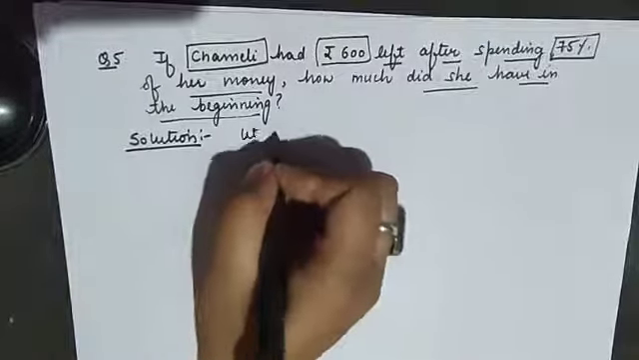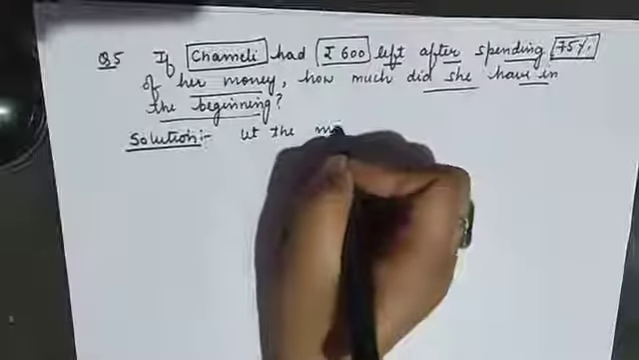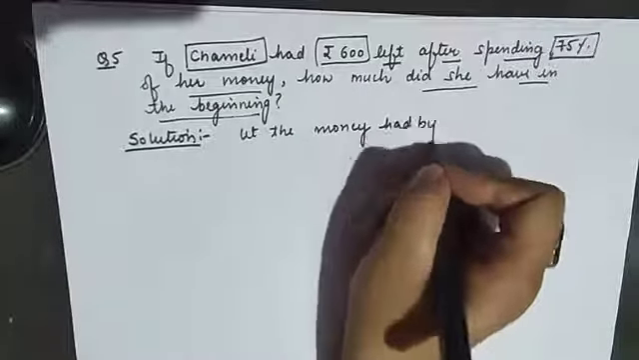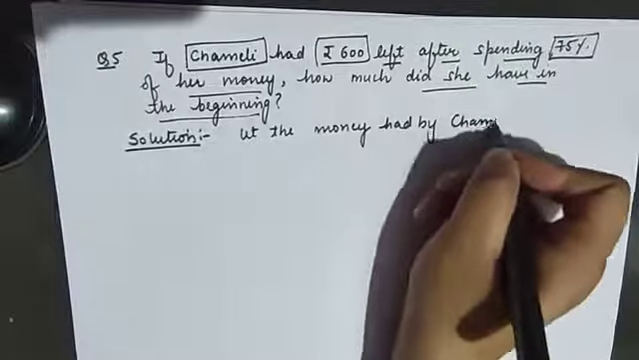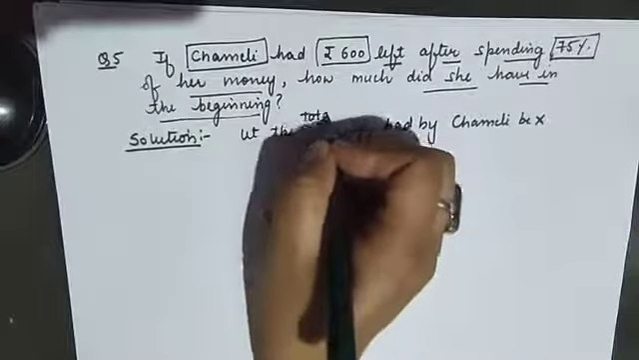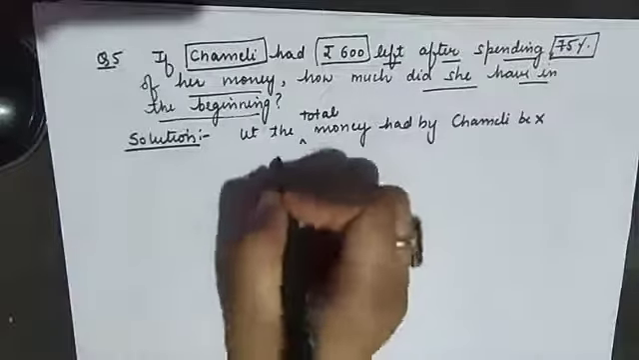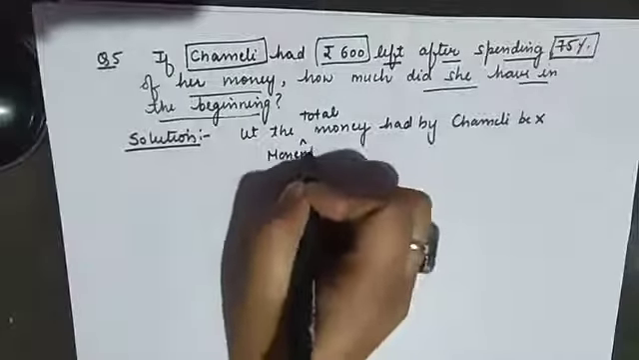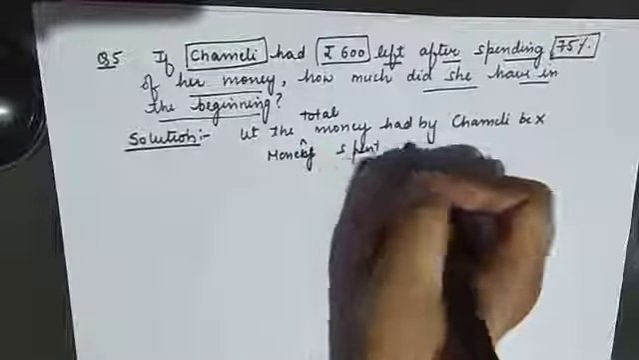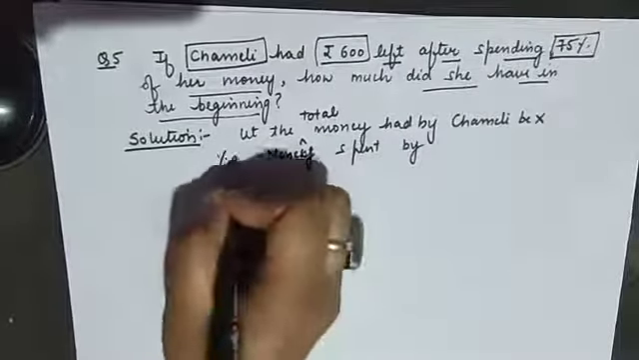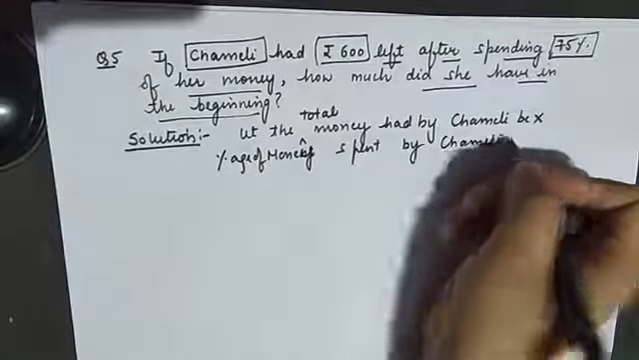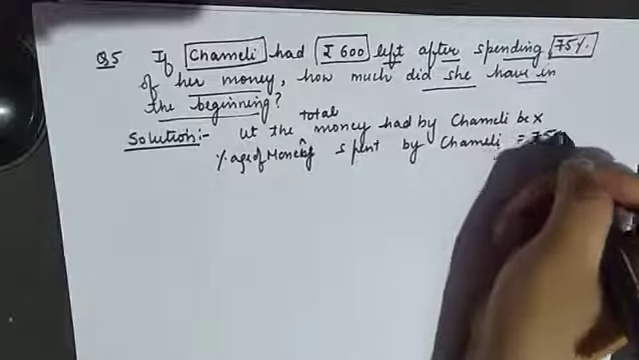So let the total money had by Chameli be x. Let me write it down as total money. Money spent by Chameli, or I can say the percentage of money spent by Chameli, is equal to 75%.